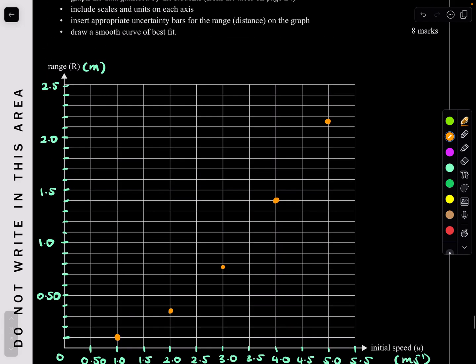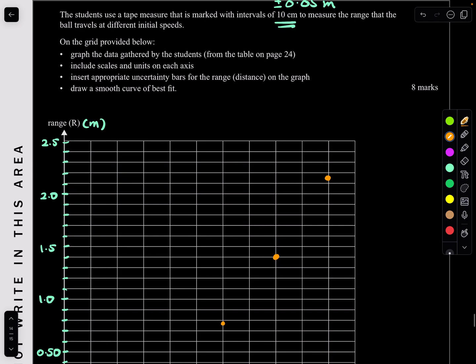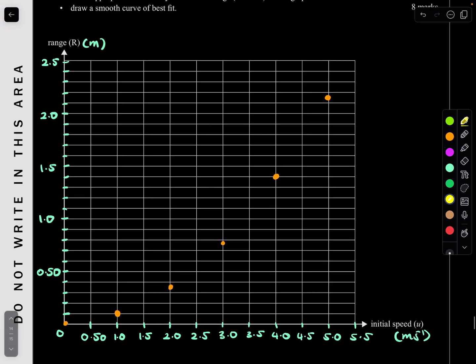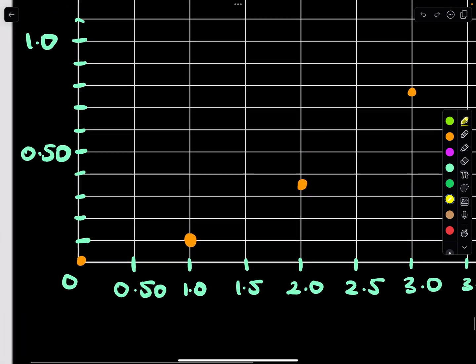And of course at 0, if you have zero speed, you're not going to get any range, so it's going to start at 0. Also, we want to draw the uncertainty bars. We don't want to forget those. The uncertainty is 0.05 in that range. So we're not going to draw one here. This is not included. This is just 0, but it's the other ones.